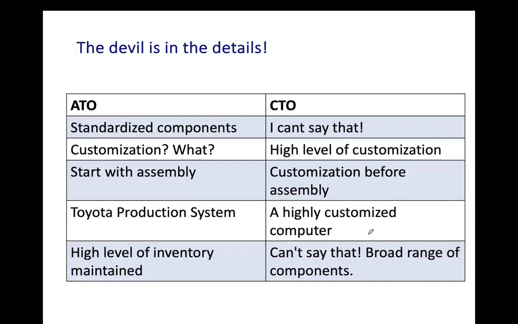Now, here is a nuanced difference between these two approaches, assemble to order and configure to order. In assemble to order, it's only about assembling, so it is possible to have standardized components. But in the case of configure to order, because every customer has different requirements, it is not possible to have standardization. So standardization does not apply in this case. Then the second thing is customization. In configure to order, customization is possible because it's essentially about configuration. But over here customization is not possible because everything is standardized.